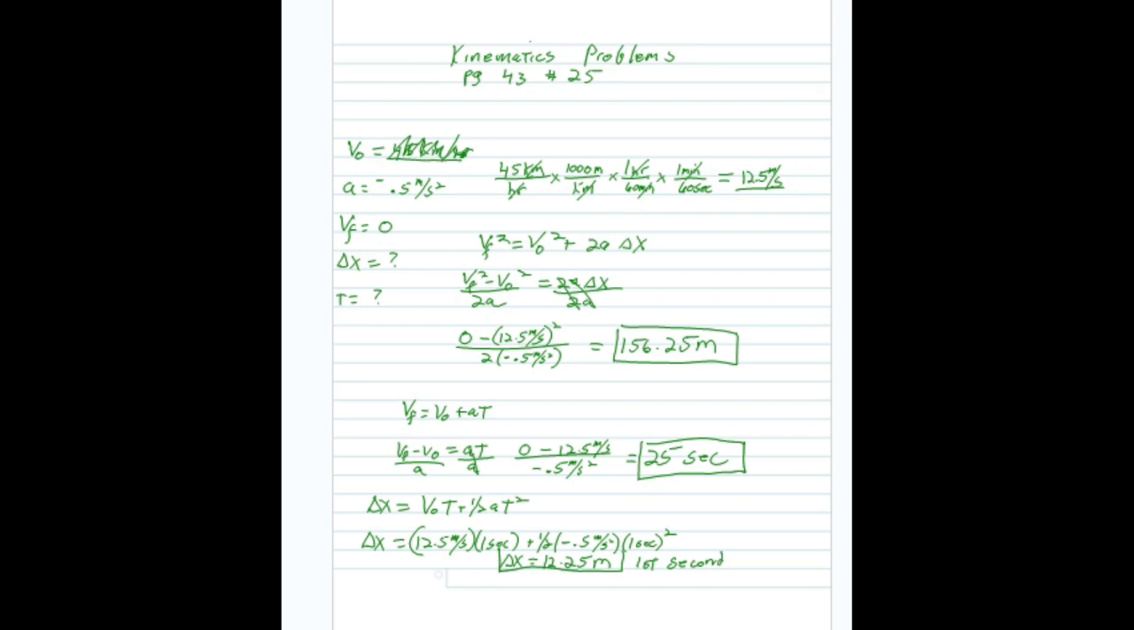To get the fifth second, they're not asking how far does it travel in 5 seconds. They're asking how far does it travel in the fifth second. So what you should do is, the same way we found how far it travels in the first second, you plug in to the delta x equation for 5 seconds, and you'll get some answer. And then do the same thing for 4 seconds and get some answer. Subtract those two answers, and you should get the answer for what it traveled between the 4th and the 5th second.